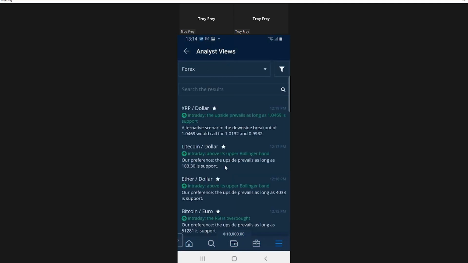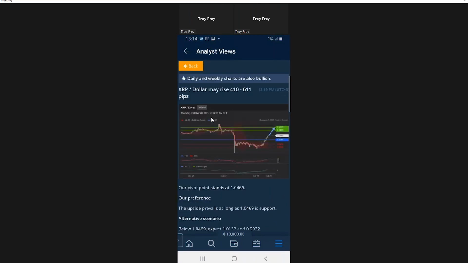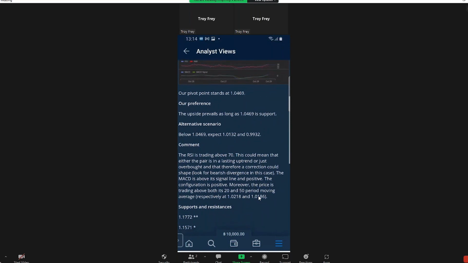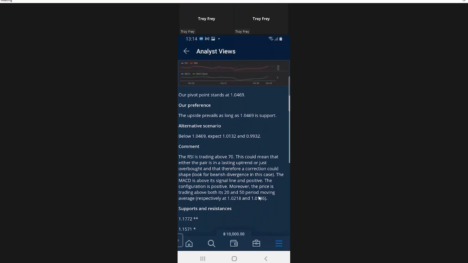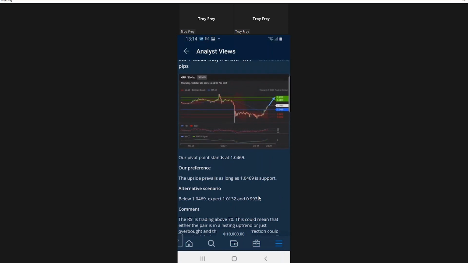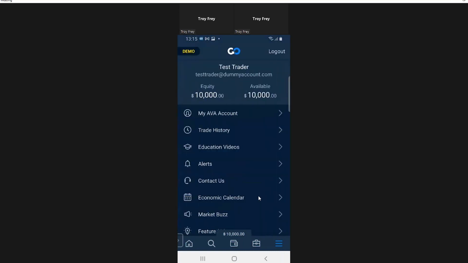Look at that, free signals, okay? On a lot of different instruments, cryptocurrencies, other instruments. If I tap on one of those, it brings up the chart, the expected movement, the price points, the ideology or thinking behind it. As you look, it tells you why they think that, the RSI, etc. Price levels, support and resistance, expected movements, free signals right there in your app and also on our web trader. So very cool features.